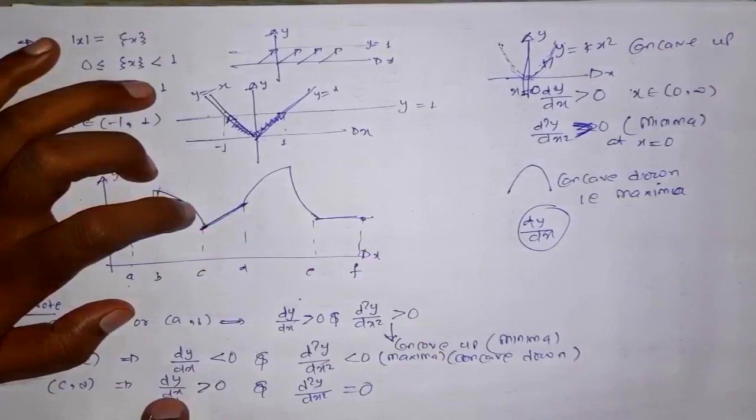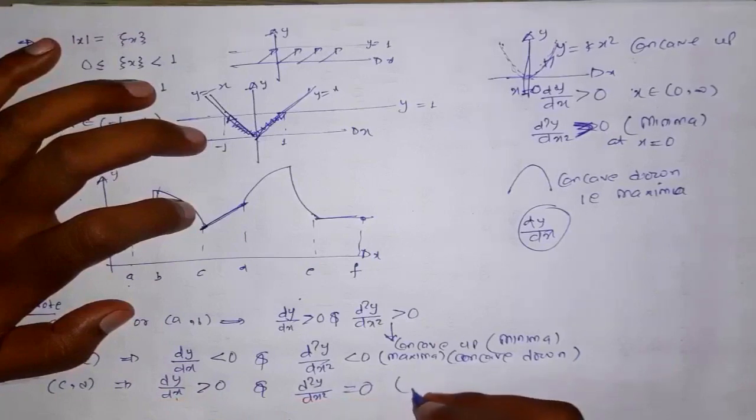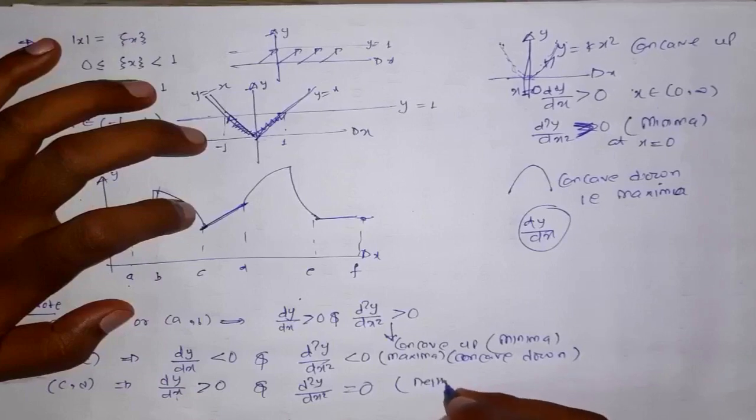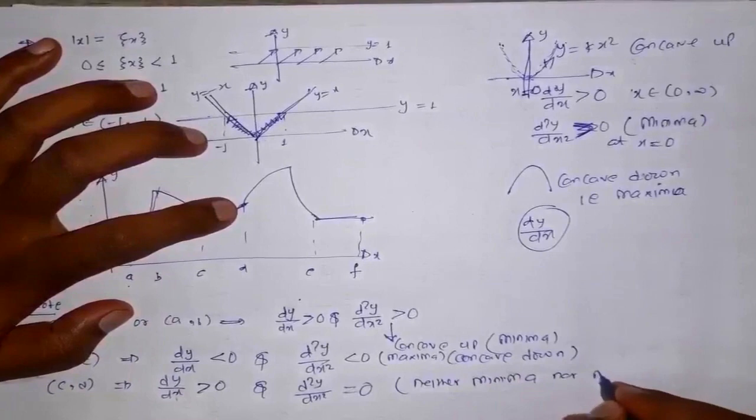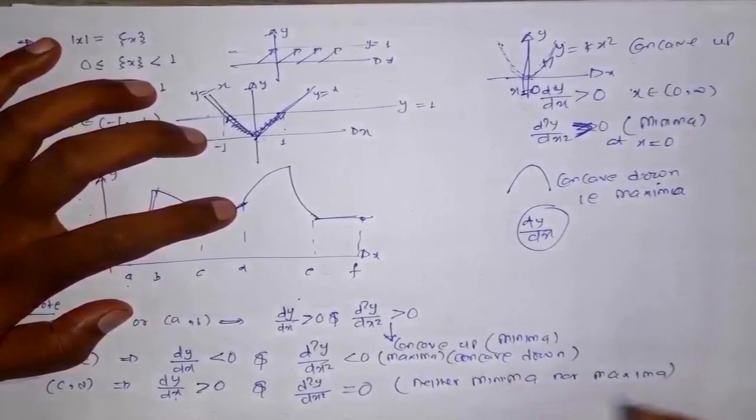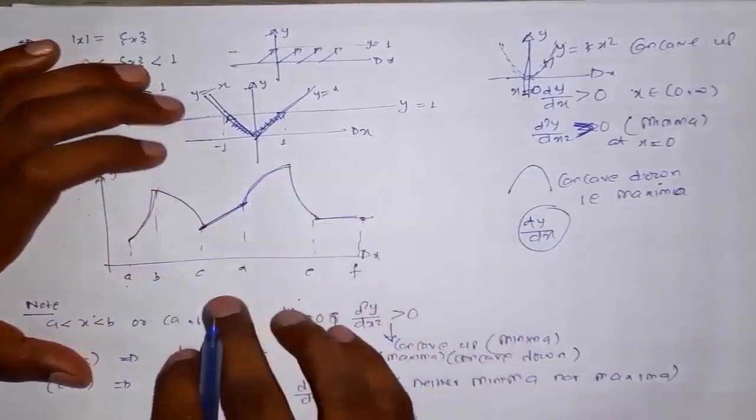If we again differentiate that constant function, then it will be 0. So we will get neither minima nor maxima. Okay. I hope it is clear to all of you. Now we will go for this portion.